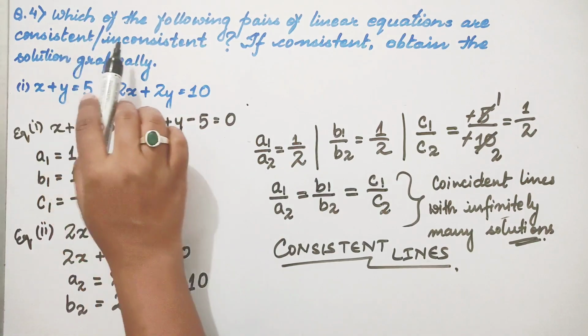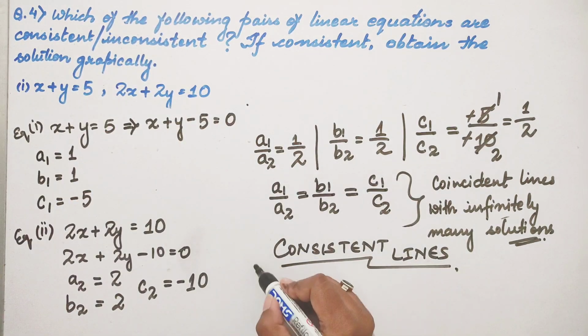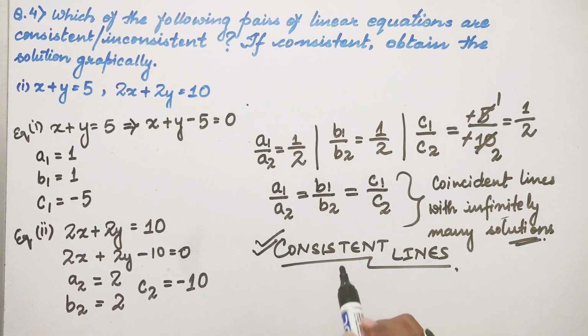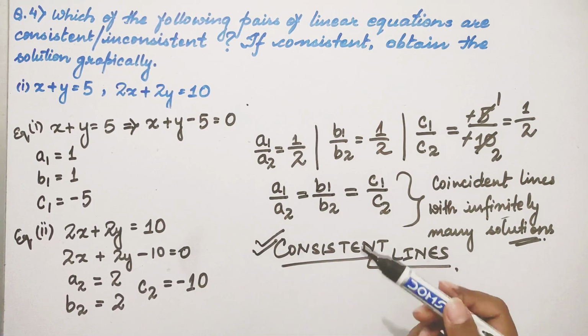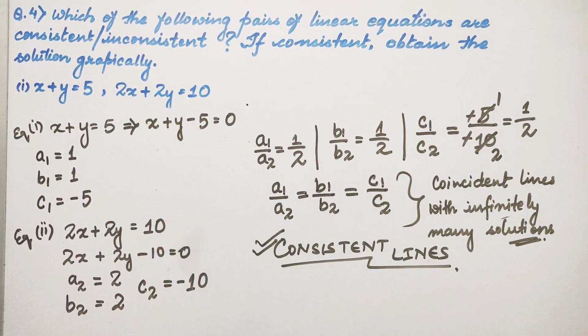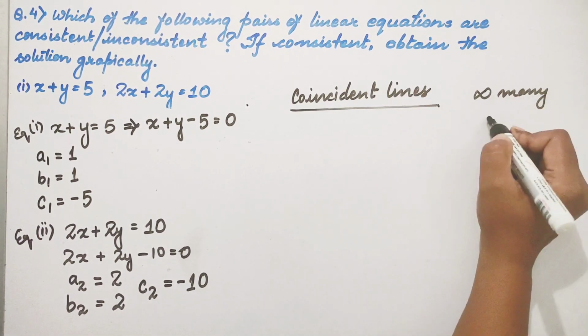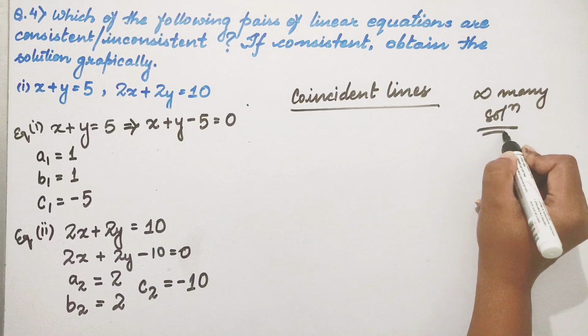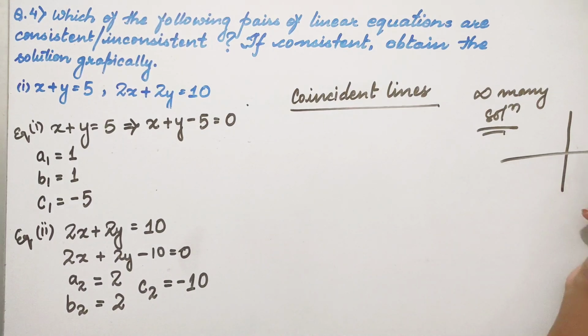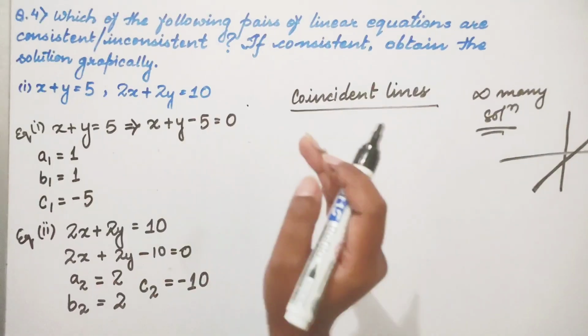So here we got the first part of the question, that is, we have to check if these linear equations are consistent or inconsistent. We calculated that these lines are consistent lines. Now we have to find the solution graphically. The solution is infinitely many solutions, right? So in that case, both the lines are the same line. For example, this is line A, then this is line B. Both these lines coincide with each other. That means the equation of the line has to be the same.